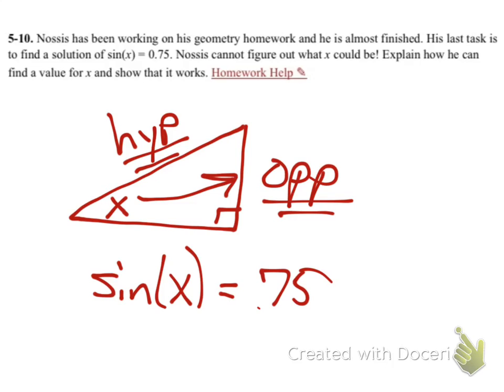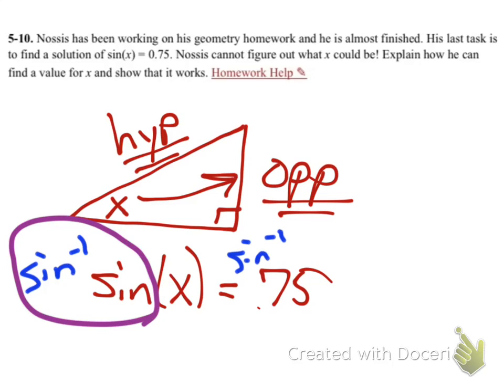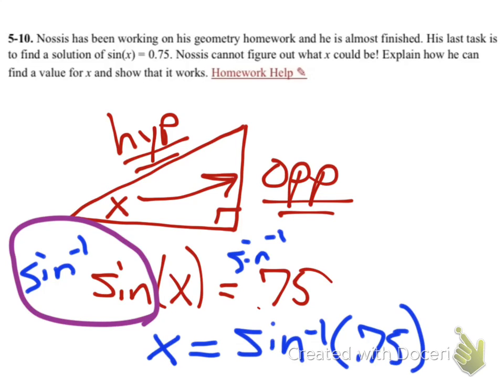So in order to figure this out, what I need to do is actually take the inverse sine of both sides. So I'm going to do the inverse sine of this side and the inverse sine of this side. When I take the inverse sine, that cancels out with sine, and I'm just left with x. So now I need to use the inverse sine of 0.75. That you just type into your calculator. Make sure you're using the inverse sine button.